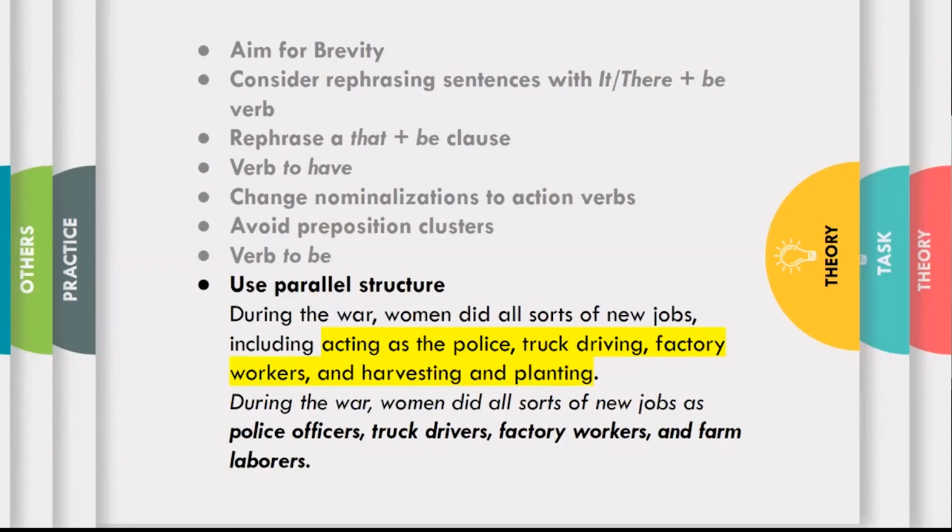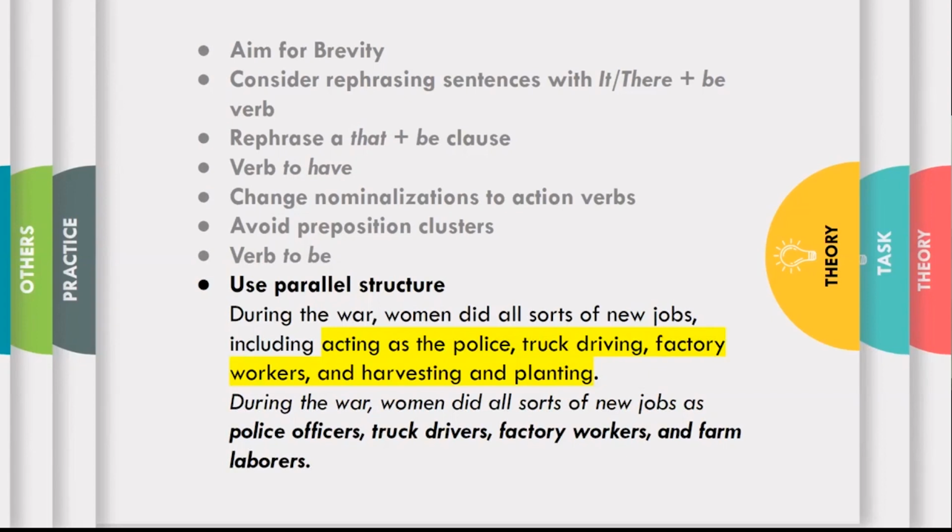Someone who would like to read out the first one? Yeah. During the war, women did all sorts of new jobs, including acting as the police, truck driving, factory workers, and harvesting and planting. So what we have here, we got it, I guess: adjectives, nouns, ing forms, and multiple different forms. We have to use the same parallel structure. If you are using the ing form, go with the ing form.